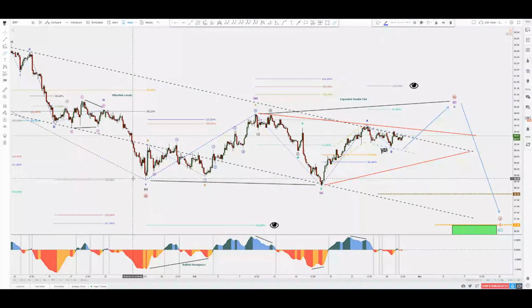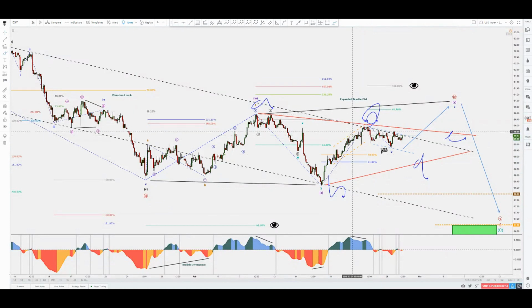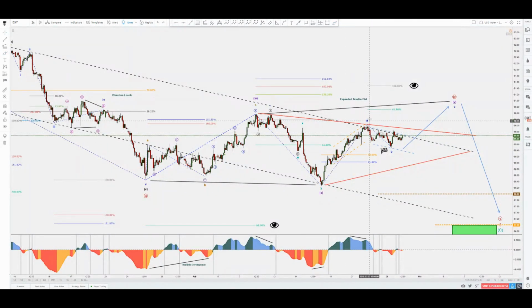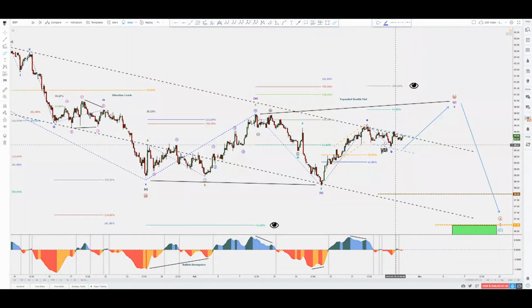But anyway, let's continue. If this would be an A, B, C, D, E, well, we would have a problem with the C because it's not a free move. It basically looks like a leading diagonal for this A. So invalidated. The only structure that's left for me is basically leading diagonal in A, zigzag in B.